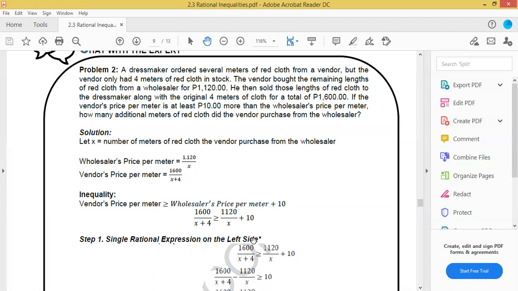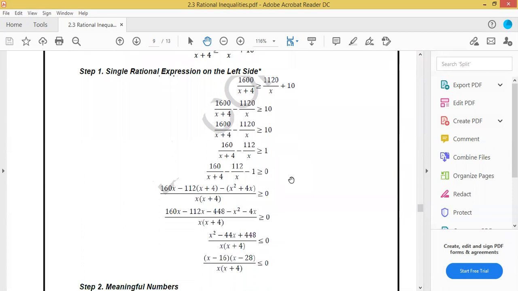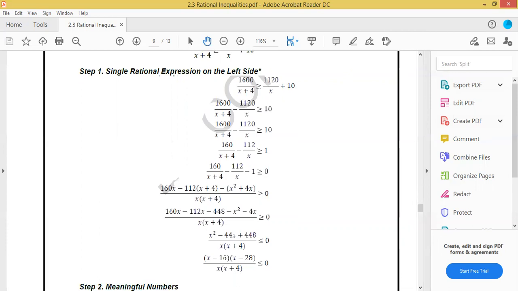Now, let's start with the smooth method. Remember that the left-hand side must have a single rational expression, and the right-hand side should have 0. You need to pause this video as you need to analyze how we have derived this original inequality to this single expression. Again, pause this video for a while. Hope you have learned how to derive the original inequality into a single rational expression.